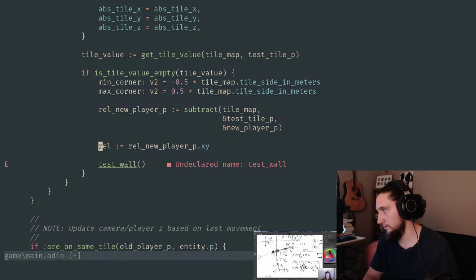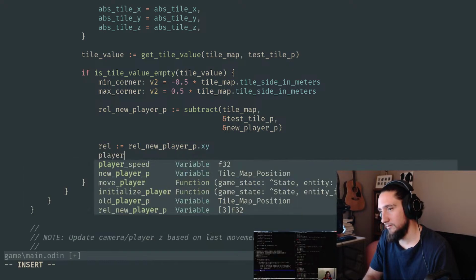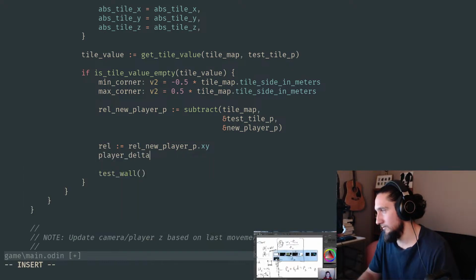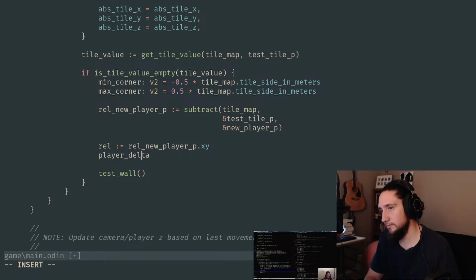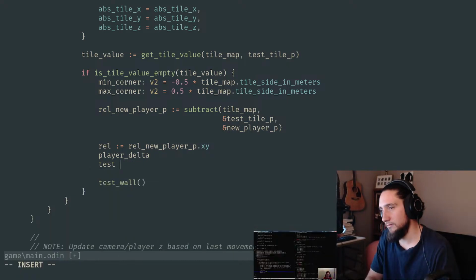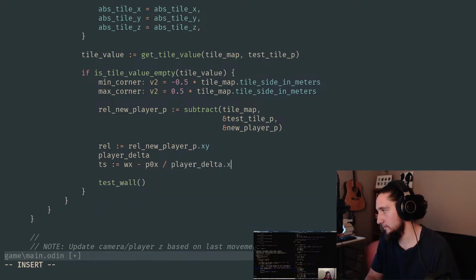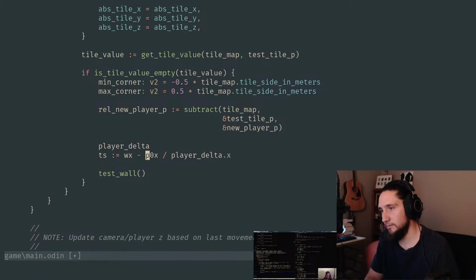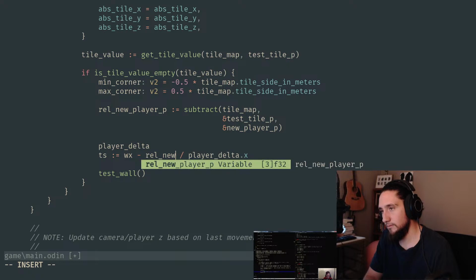So what we need to do now is actually compute this equation that I said we were going to compute for each wall. And so we've got it here, right? We said that ts equals wx minus p0x, the whole thing, over dx. And dx is just that player delta, so that's the player delta x. And the p0x, that was where we started from, and we know what that is. That's rel new player p, where the player is relative to the tile. That's his starting location. We're doing all this relative to where the tile is. And then we've got that wall x, which is the actual point that we want to test.